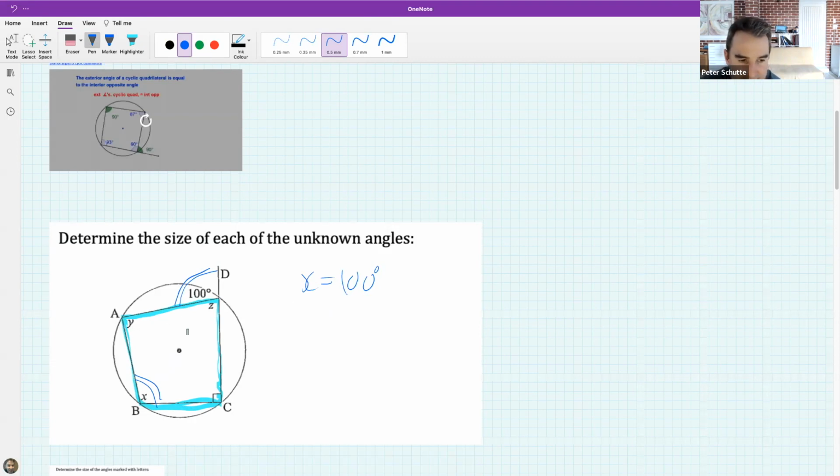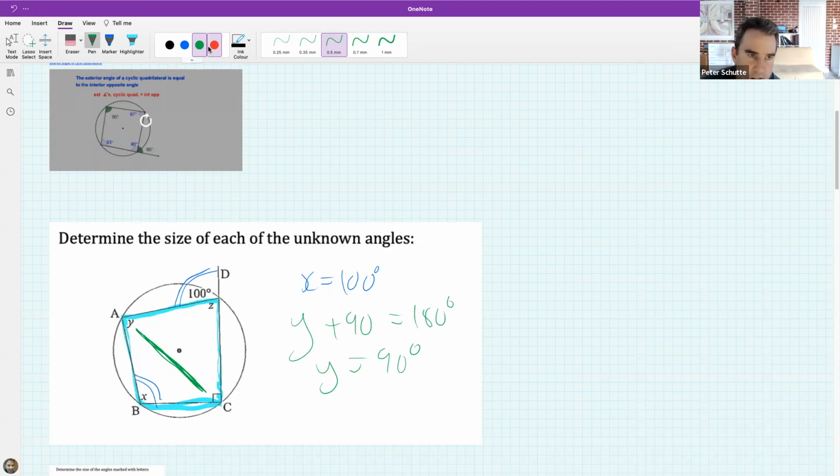Now, what about y? There's a couple of ways you could do y, but I think that y and this 90 degree are interior opposite angles, and so together they must add up to 180. So y plus 90 must be 180. Therefore, y must be 90. So that's how I'm using the theorems: the exterior angle one to get x, and then the interior opposite one to get y.